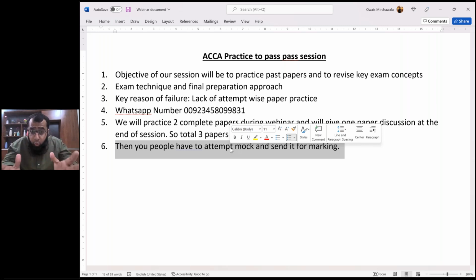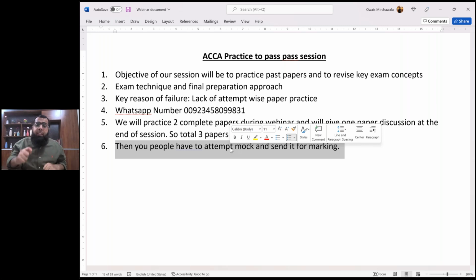Okay, so summing up the discussion we have done till here, in these practice to pass sessions organized by ACCA, we'll be discussing the complete past paper. Now, which past paper will we be picking first? That will be of March, June 2022.